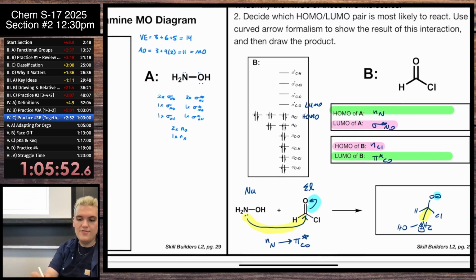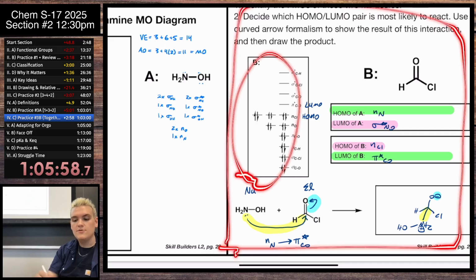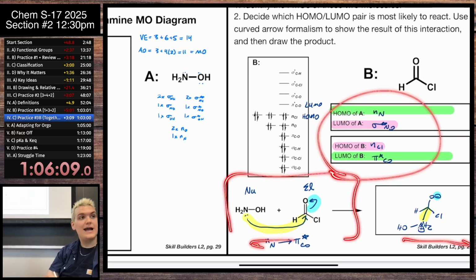So this is going to be a page of your exam basically, where you have to do an MO diagram. We give you another molecule. You're not going to have to do a second MO diagram, but we'll want you to identify HOMOs and LUMOs and then predict what's going to happen with the arrows, even if we didn't teach you this reaction.